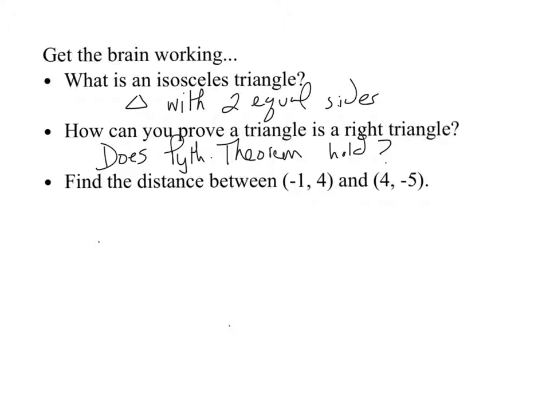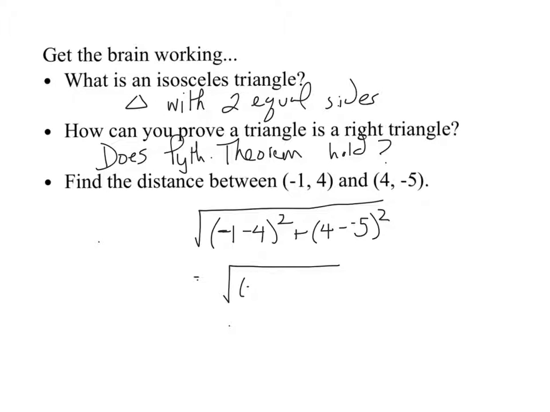Well, the distance formula, if you remember, says we take the difference between the x's and square it, and then we take the difference between the y's and square that. So of course this is -5 squared plus 9 squared. It is the square root of 106. It's really just the Pythagorean theorem, okay?